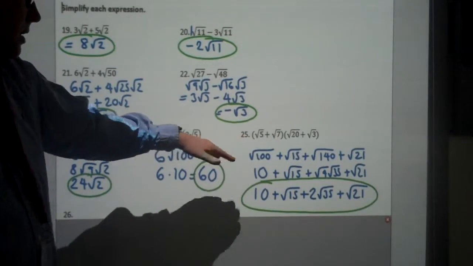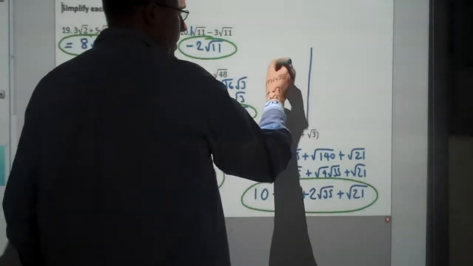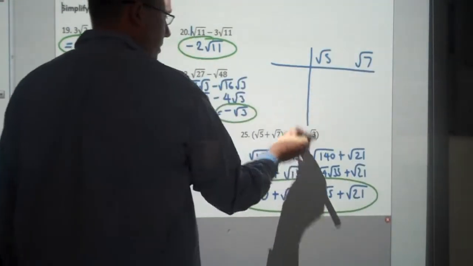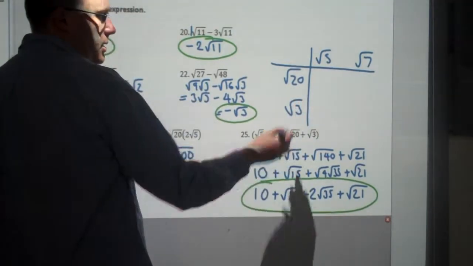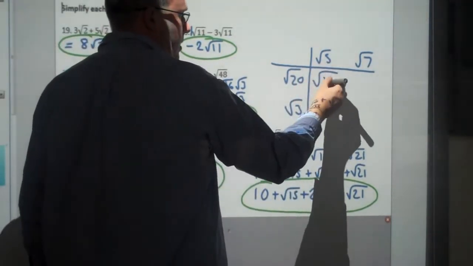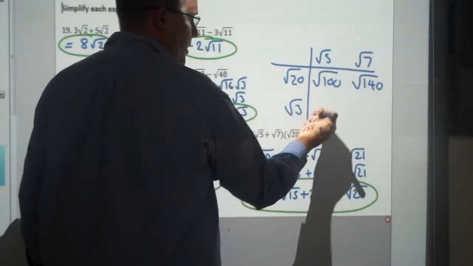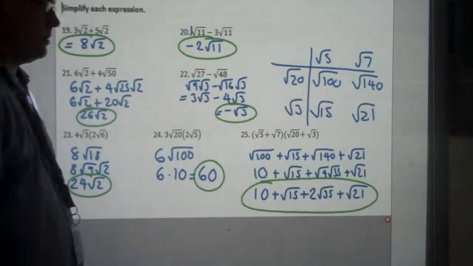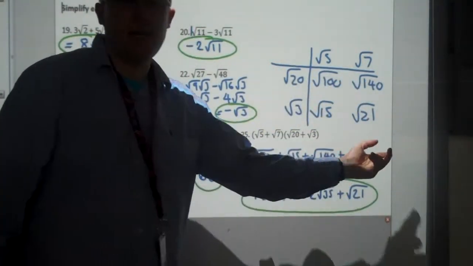Now for 25, I went ahead and did this by FOIL. You might prefer to do this as the box method. So radical 5, radical 7, radical 20, radical 3. So when we multiply these together, we get radical 100, radical 140, radical 15, and then radical 21. And then we just add all of our answers together, which is what I did here.